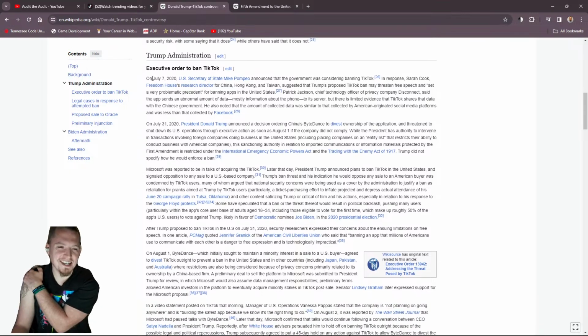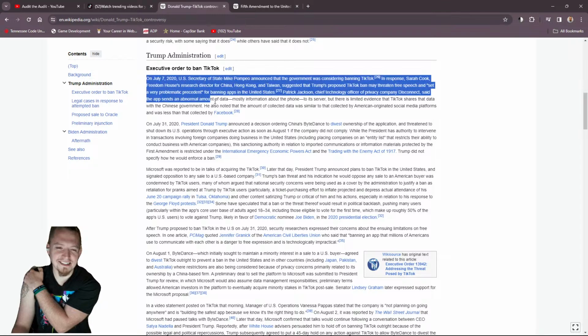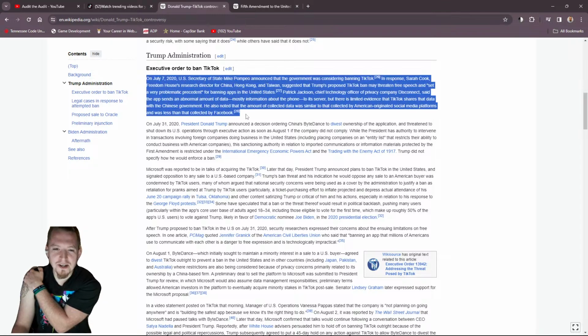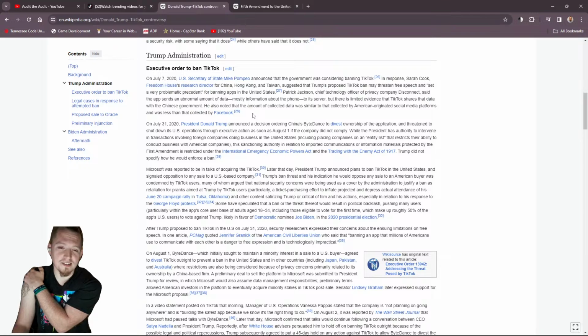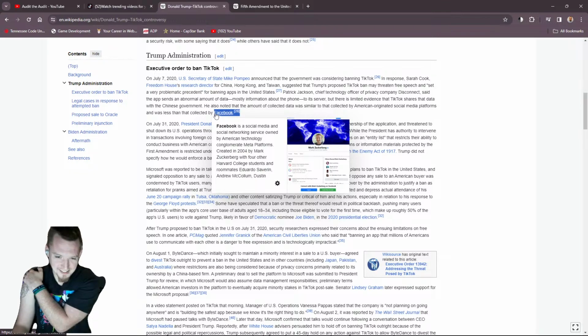So it's not that they care about, oh, this company's collecting data from private citizens. It's because it's a foreign company collecting that data. Because our company, or our government, collects the same data. Right here. They do.